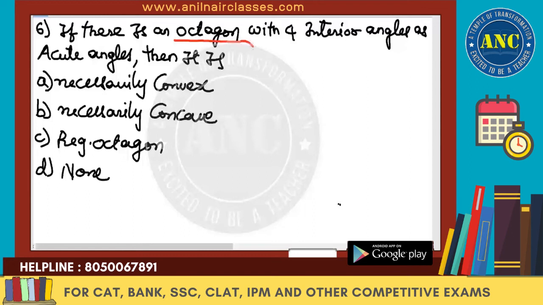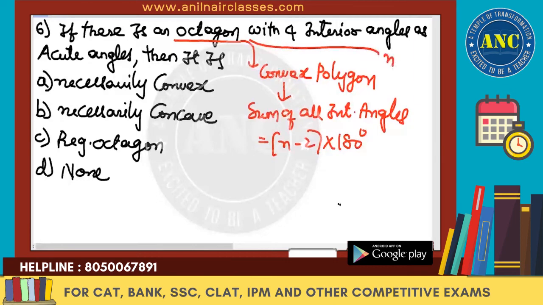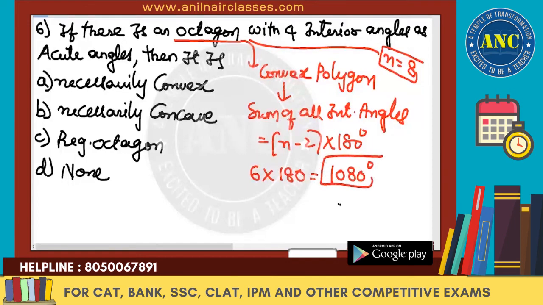If there is an octagon, and nothing is specified, we are discussing a convex polygon. For a convex polygon, what is the sum of all interior angles? The sum of all interior angles is given by n minus 2 into 180. Octagon means n equals 8. 8 minus 2 is 6, 6 into 180 is 1080. Total of 8 angles, it is 1080.